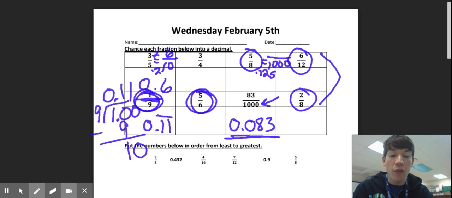So you're trying to make all of these numbers into decimals by using those strategies. Try one of those strategies. Hopefully it'll work for you.